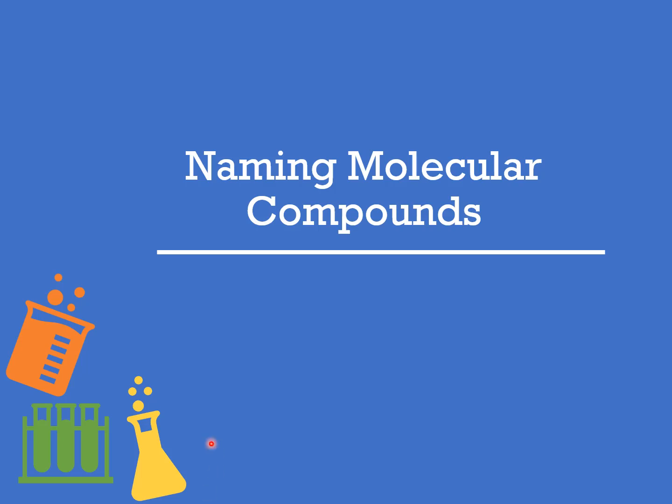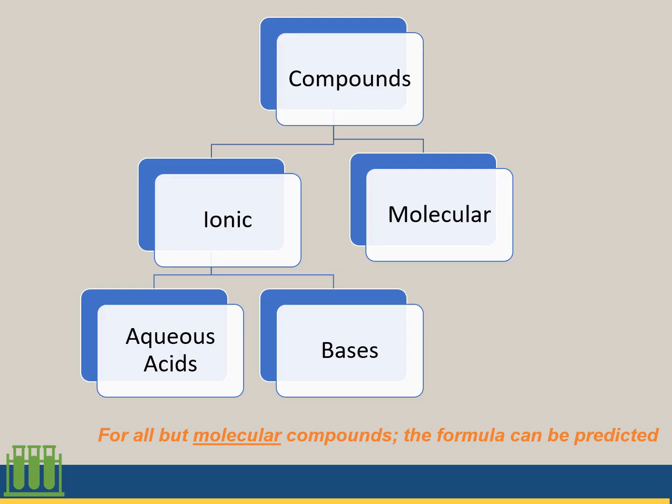In this video, we're going to talk about the rules for naming molecular compounds. In a previous video, we talked about our four main types of compounds. They can be ionic or molecular, and a subset of ionic are acids and bases. Now notice that molecular is different than the other three types of compounds.